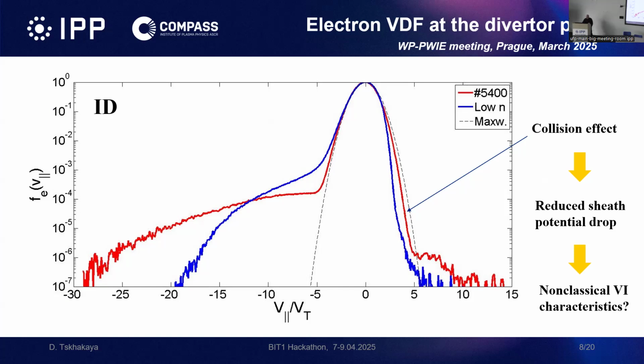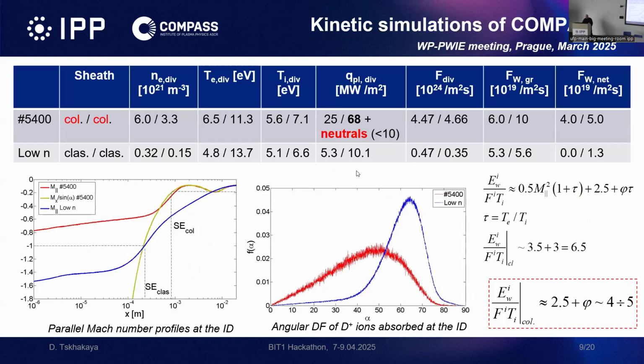So another example is, for instance, the collisional sheaths. Using BIT1, we found a new regime of the plasma sheaths, which we call collisional sheaths, which appears in high density plasma, and it will play a very important role in next generation fusion reactors or machines, because density will be very high. And a very important point of this collisional sheath is that the plasma is not sonic, so subsonic.